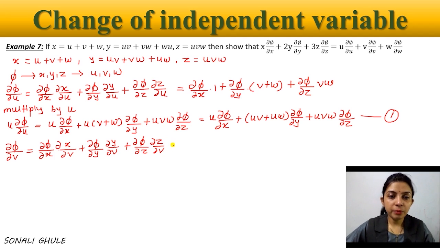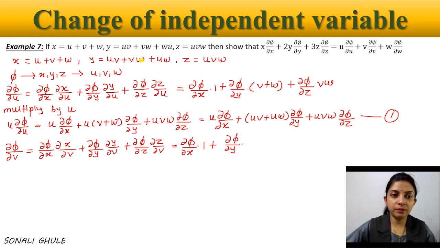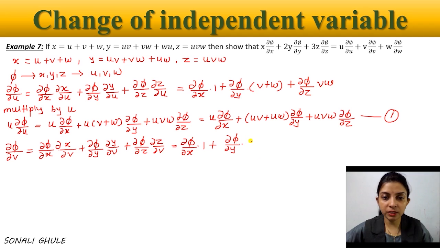Okay. Now we are putting the values of these derivatives. Phi with respect to x as it is because we don't have a function, and x with respect to v. We can differentiate this with respect to v. What is the value? 1 plus phi with respect to y and y with respect to v. Differentiate this y with respect to v. What is the derivative?